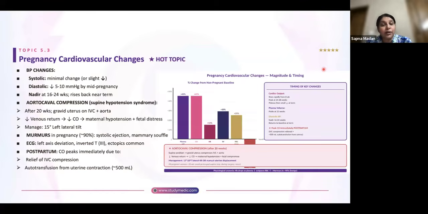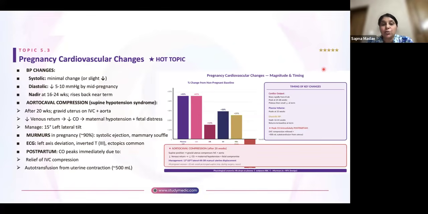So in the BP, there is minimal change in the systolic BP, or it can come down, unless of course there is a pathological happening and preeclampsia occurs. Then, diastolic will reduce by 5 to 10 millimeters of mercury by mid-pregnancy. The lowest BP is around 16 to 24 weeks, and it rises back near term.